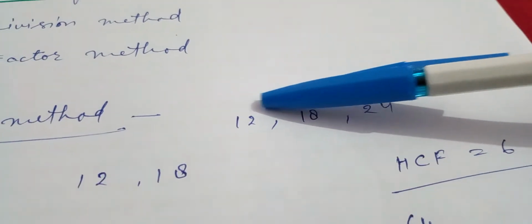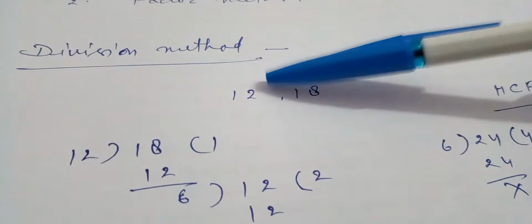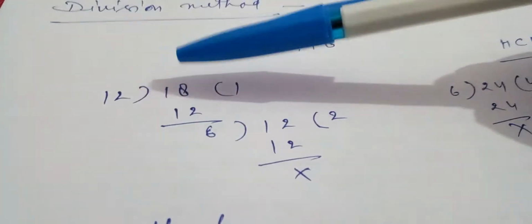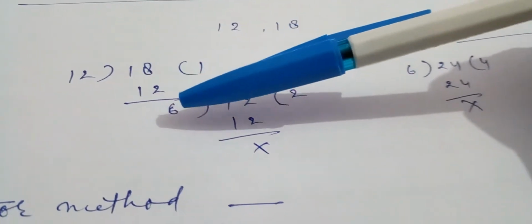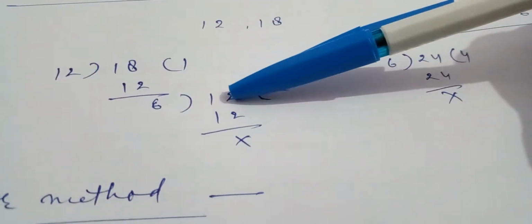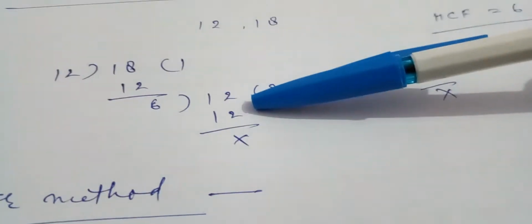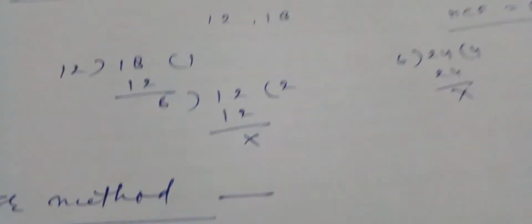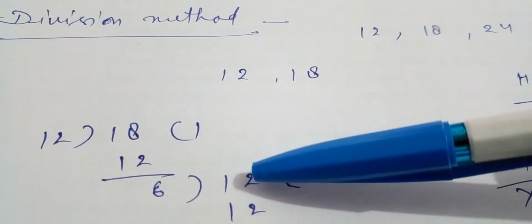Now first of all we will select two numbers, 12 and 18, and we will divide 18 by 12. Then the remainder will be 6. Now 12 will be divided by 6 and it will be completely divided. Here 6 is the remainder and it divides 12 completely.